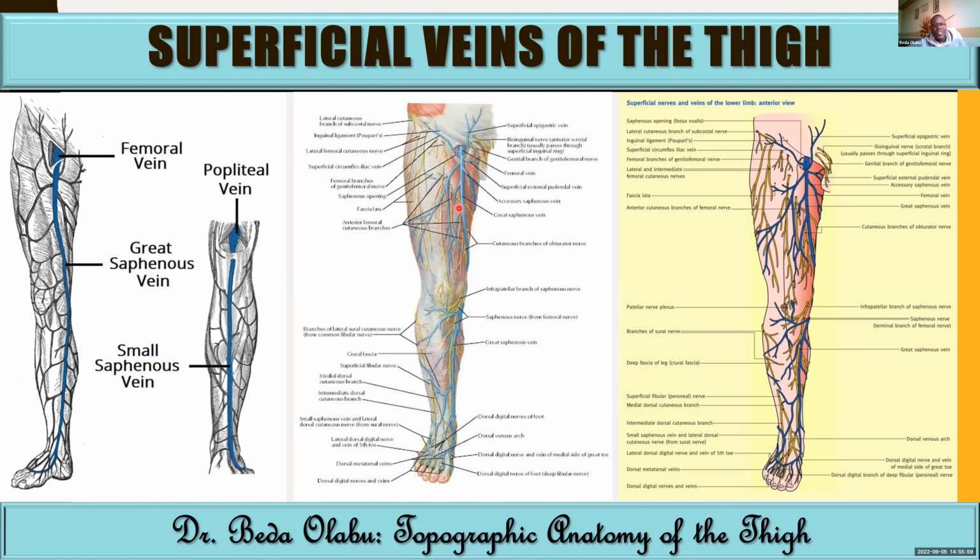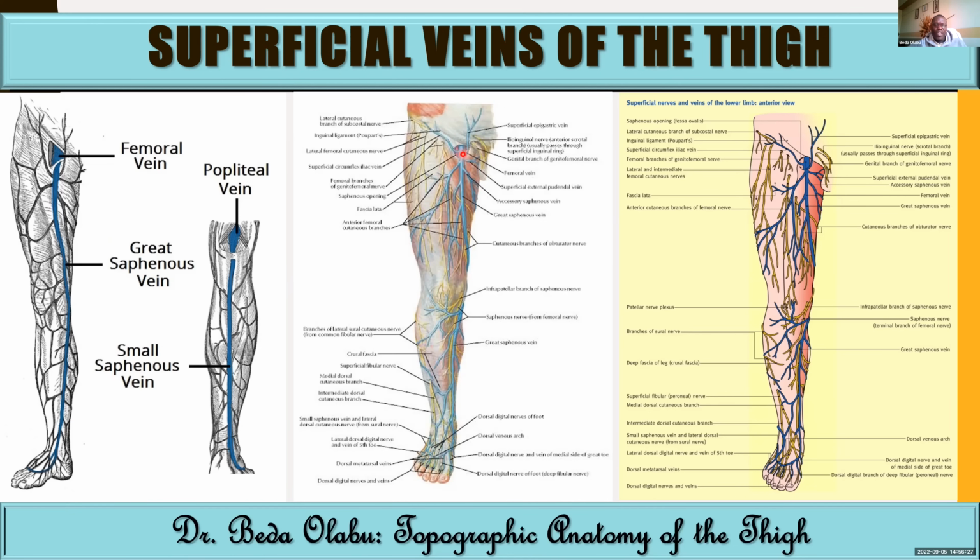Within the thigh, it is joined by a number of superficial veins as well. Some of them are usually named, some of them are not named. But there's a lot of variation in the superficial veins. So importantly, understand that there's one large vein on the middle aspect, the great saphenous vein, and it is joined by many veins. This vein is running superficial to the deep fascia of the thigh, which we call fascia lata.